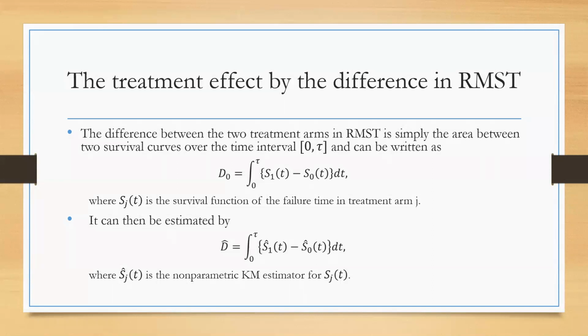Because of this very nice relationship, we can estimate the difference between two RMSTs very easily, simply using the integration of the difference between two survival functions, right? So that is the true parameter. In order to estimate the RMST up to time point tau, we simply replace the survival functions by their Kaplan-Meier estimates. So the d hat, you can show, is a consistent estimator for the true difference between two RMSTs, and also d hat follows a normal distribution with an estimable variance.